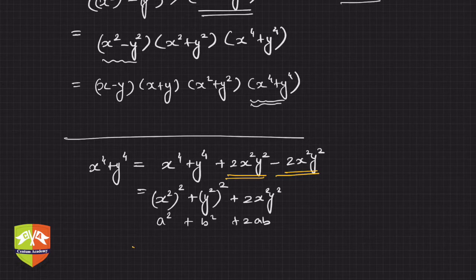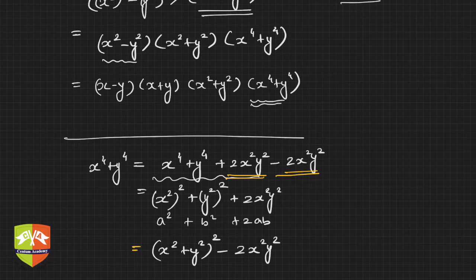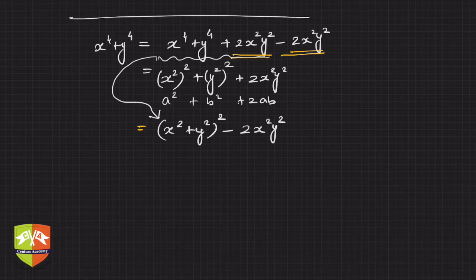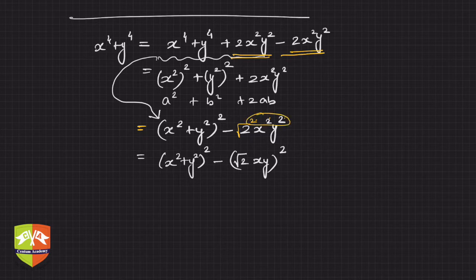So what is the advantage? The advantage is that this will reduce to x square plus y square whole square minus 2x square y square, right? So these three terms together will be converted into this term, and the minus 2x square y square term will be like that. Now again, I can write this as x square plus y square whole square minus root of 2xy whole square. So here, root 2 can be written as root 2 square, isn't it? And now all these square powers can be taken outside and rewritten like this.